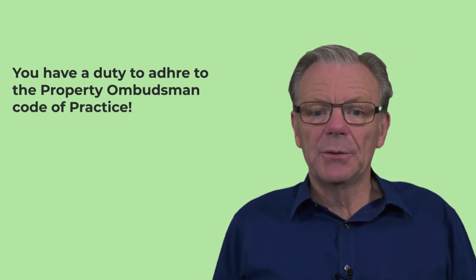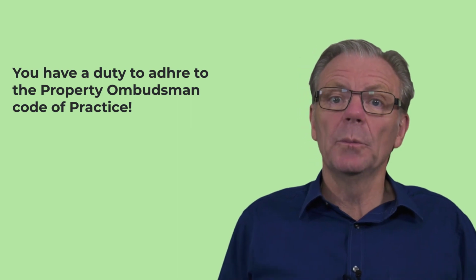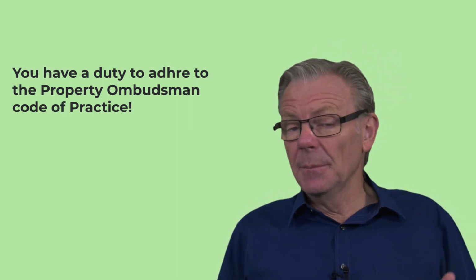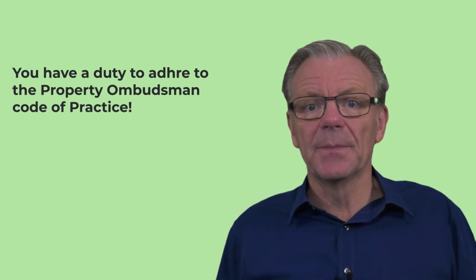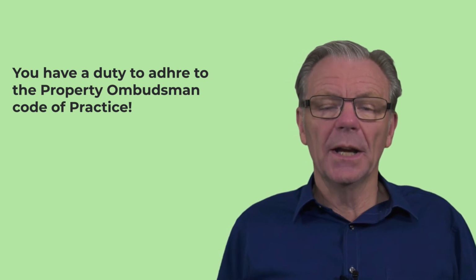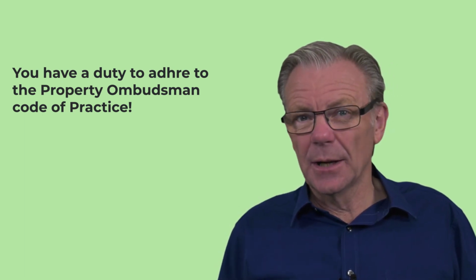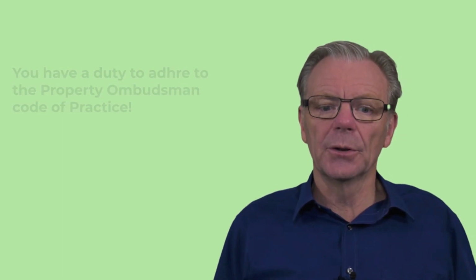In addition, you have a duty to adhere to the Property Ombudsman's Code of Practice. Most of you will be a member of the Property Ombudsman scheme, but even if you're not a member of that scheme and you're a member of the Property Redress scheme, then that Code of Practice still applies to you. So therefore, make sure you understand what the obligations are under that Code of Practice. Make sure you comply so that you can avoid compensation claims being made against you.